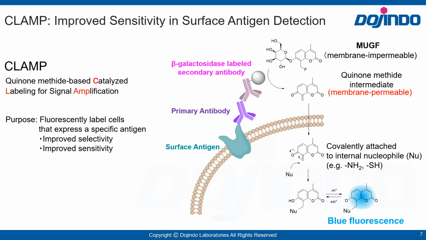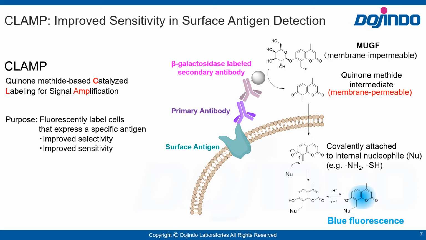This fluorescent substrate, MUGF, is actually non-fluorescent and non-permeable to the cell membrane in its beginning state. However, if the primary antibody binds to an antigen-presenting cell, the conjugated beta-galactosidase will convert MUGF near the cell surface into a compound with a quinone methide structure. This compound is then permeable to the cell membrane. It will enter the cell and react with thiol and amino groups inside, forming covalent bonds and emitting fluorescence.